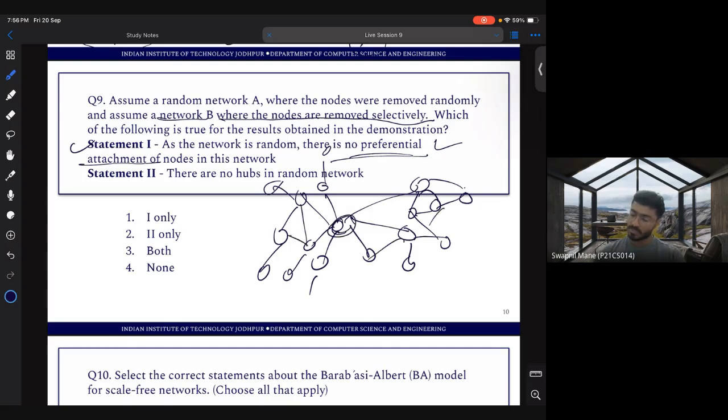So this represents a hub. If you are removing this node, then this graph is disconnected. Okay. So this scenario can't happen in the random graph. In a random graph, there are no hubs present. Only in real-world graphs are hubs present.